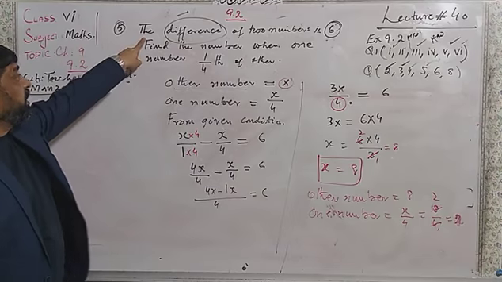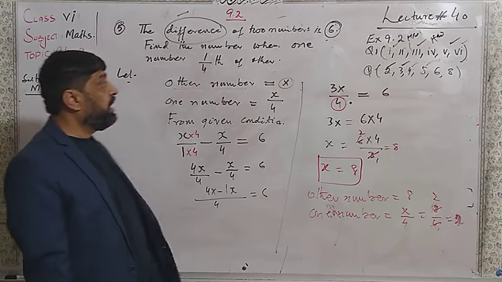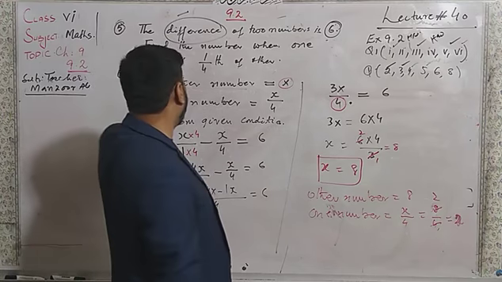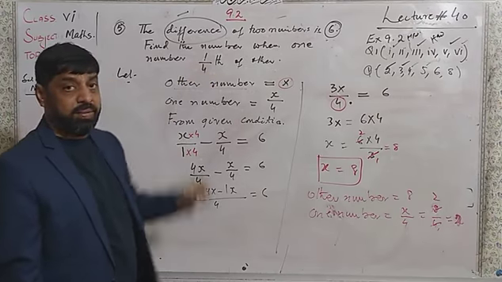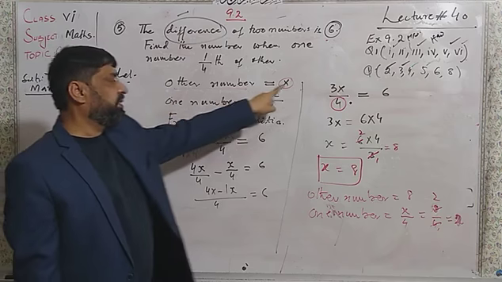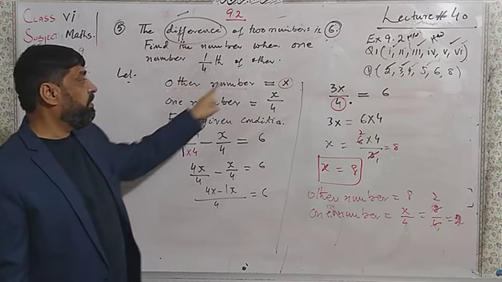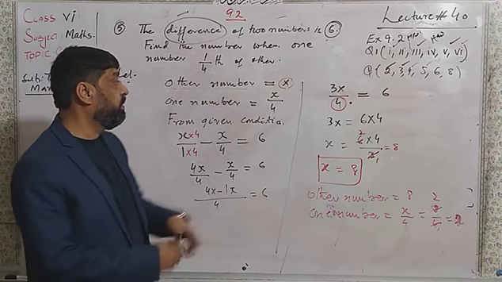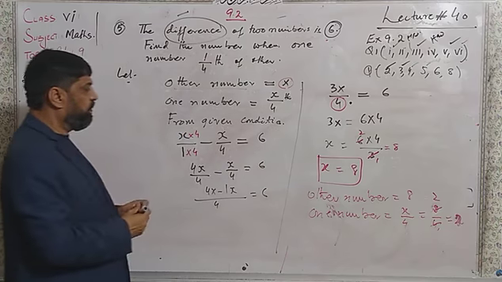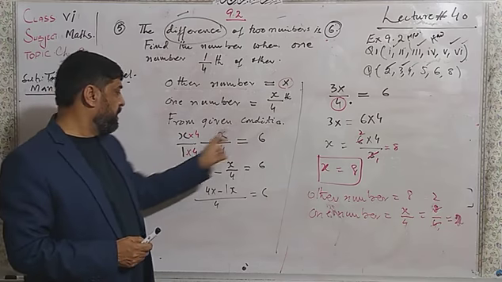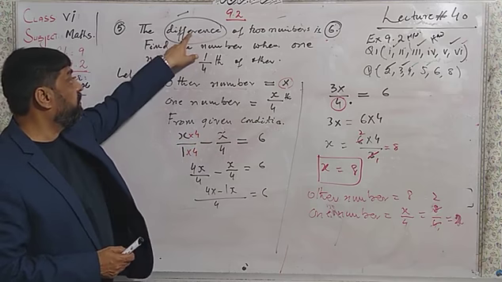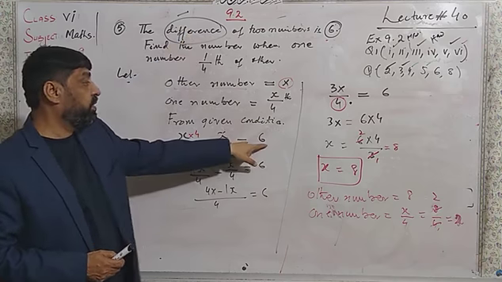So here the difference of the two numbers is 6. Find the number when one number is 1/4 of the other number. Now let's suppose the other number is x. One number will be 1/4 of x. Now from the given condition, it will be x over 1 minus x over 4, because the difference of both numbers is equal to 6.